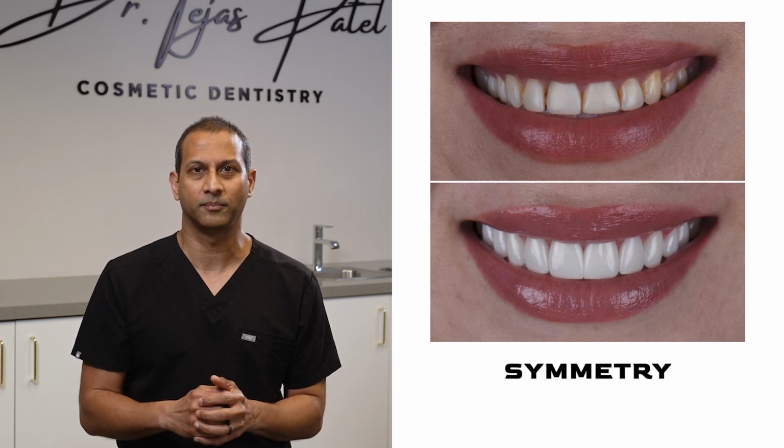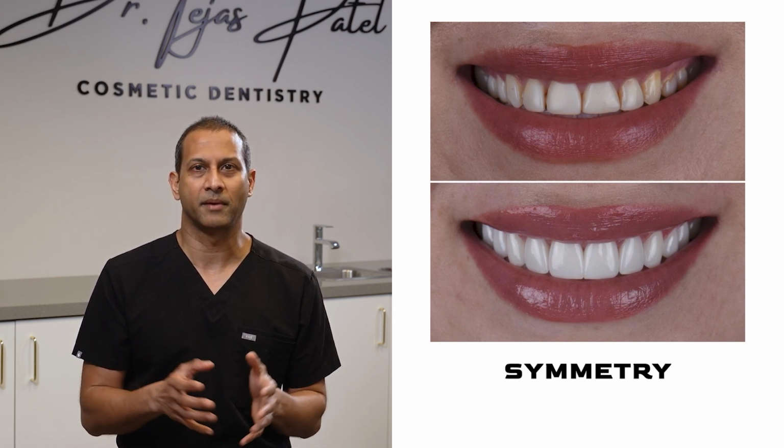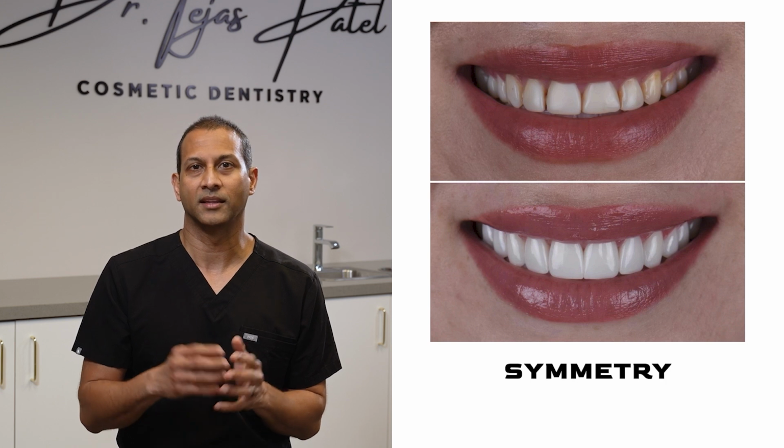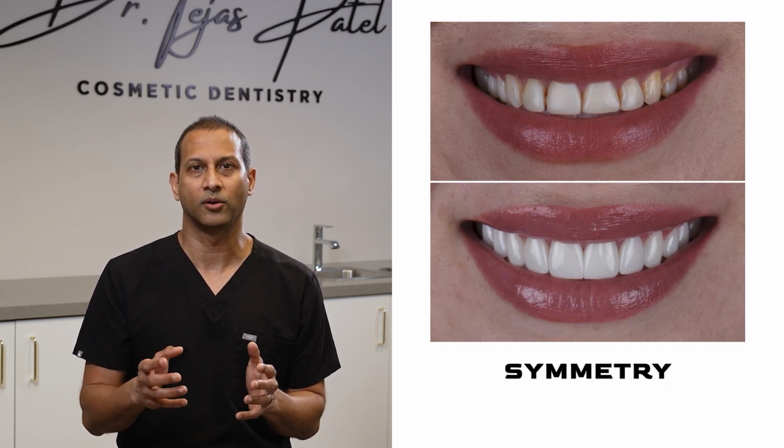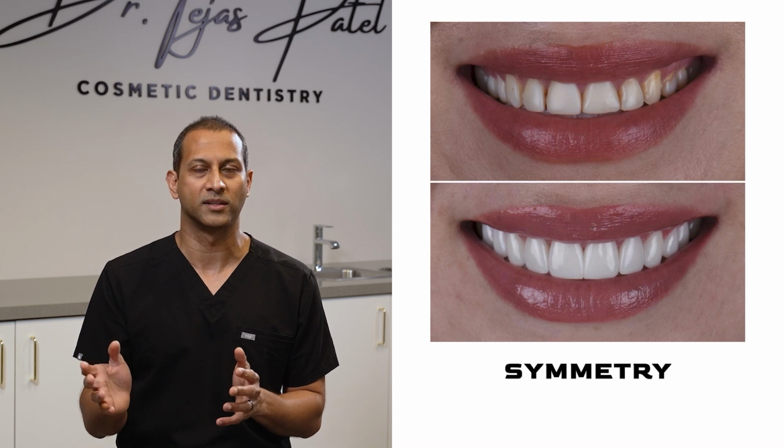Number 4, the symmetry. We want the centrals to be symmetrical or mirror images of each other, the laterals symmetrical to each other, and the canines with each other, and the premolars with each other as well when we compare one side to the other.